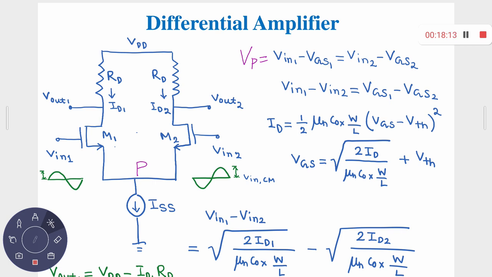It's quite obvious. Since we have to restrict ourselves, the input common mode level that we are talking about must be such that both transistors M1 and M2 remain in saturation. Therefore, that is the expression for the current: Id is equal to half mu n Cox W over L into VGS minus VTH whole square. I have just neglected the channel length modulation there.